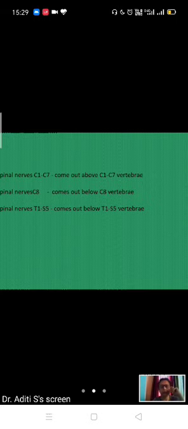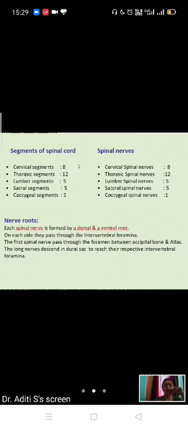See, the first cervical spinal nerve comes out from the foramen between the atlas and the occipital bone. That means above the atlas, above the first vertebra. The first cervical spinal nerve comes out from above the vertebra, from C1 to C8.